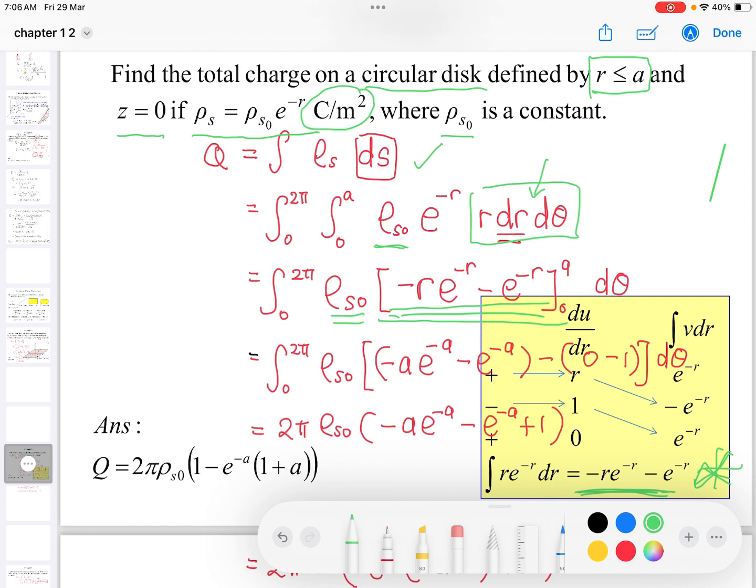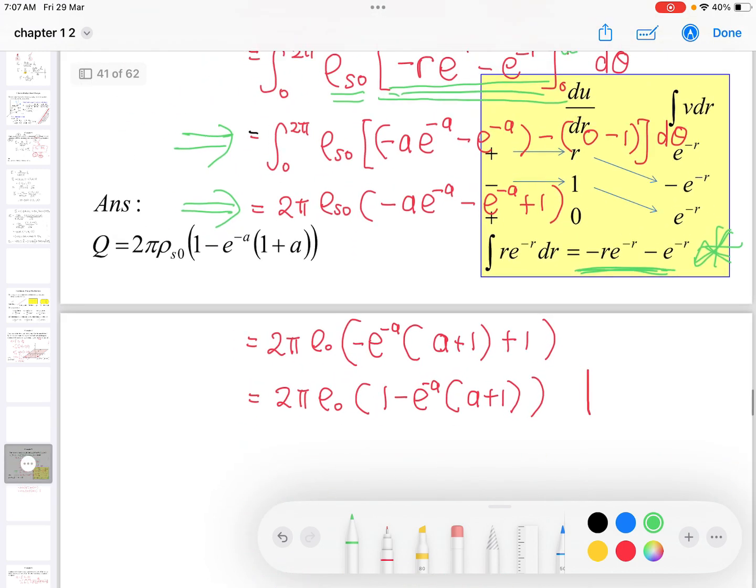So I put my interval from 0 to a. Then I will get this one. When I perform the integration again for the d theta, I will get the next line. The next line is actually correct already, so you can leave your answer like this. But if you want your answer to be exactly the same as the answer in the PowerPoint, you can do some modifications to get this answer.